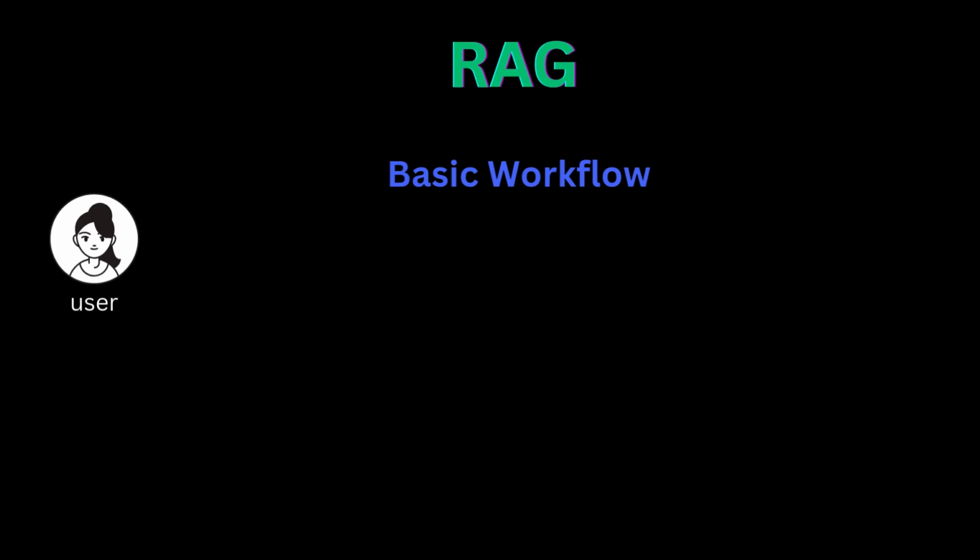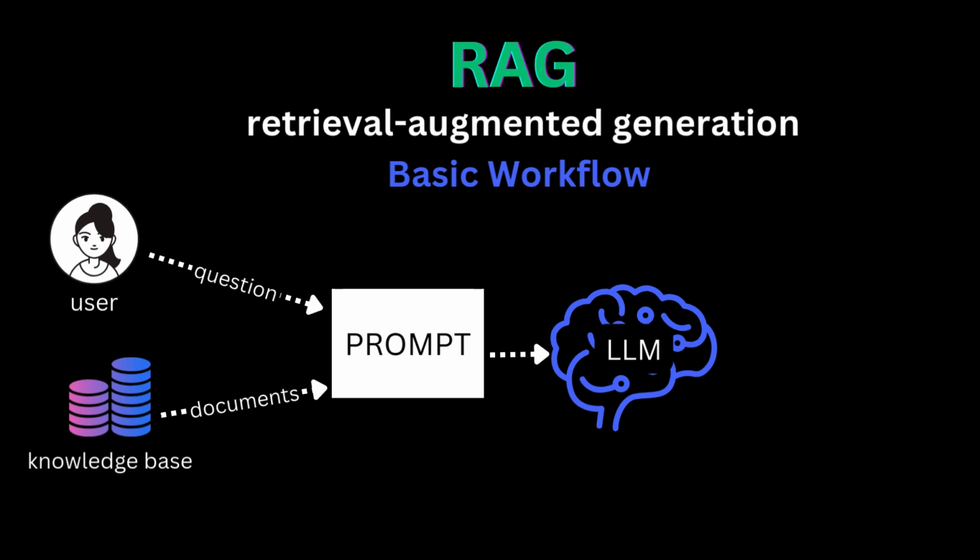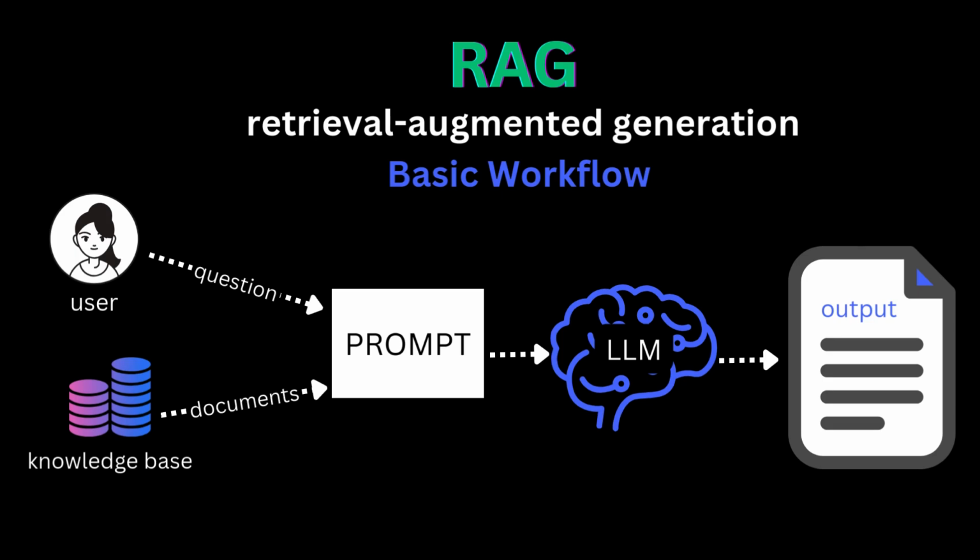You take a user's question, you retrieve some documents from a knowledge base, and you pass both the question and those documents into a language model. That's RAG, Retrieval Augmented Generation. It grounds the model's answers in external knowledge instead of relying only on what the model was trained on.